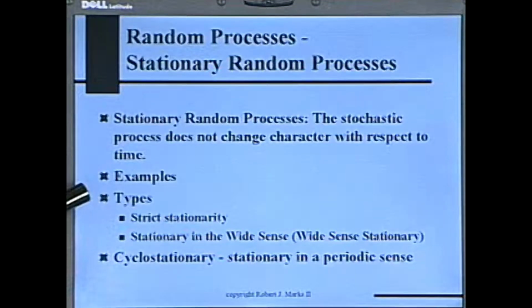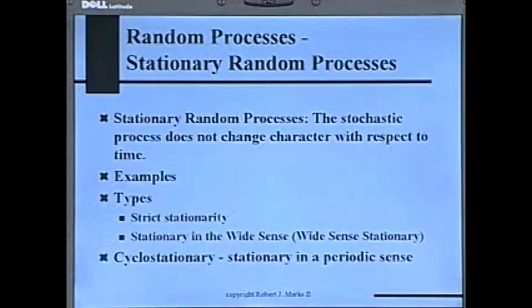There are different types of stationarity, just like there are different methods of central tendency: mean, mode, and median. We'll have what we call strict stationarity. In strict stationarity, we really hold up the stochastic process to a lot of different tests. You've got to be really special if you're stationary in the strict sense.